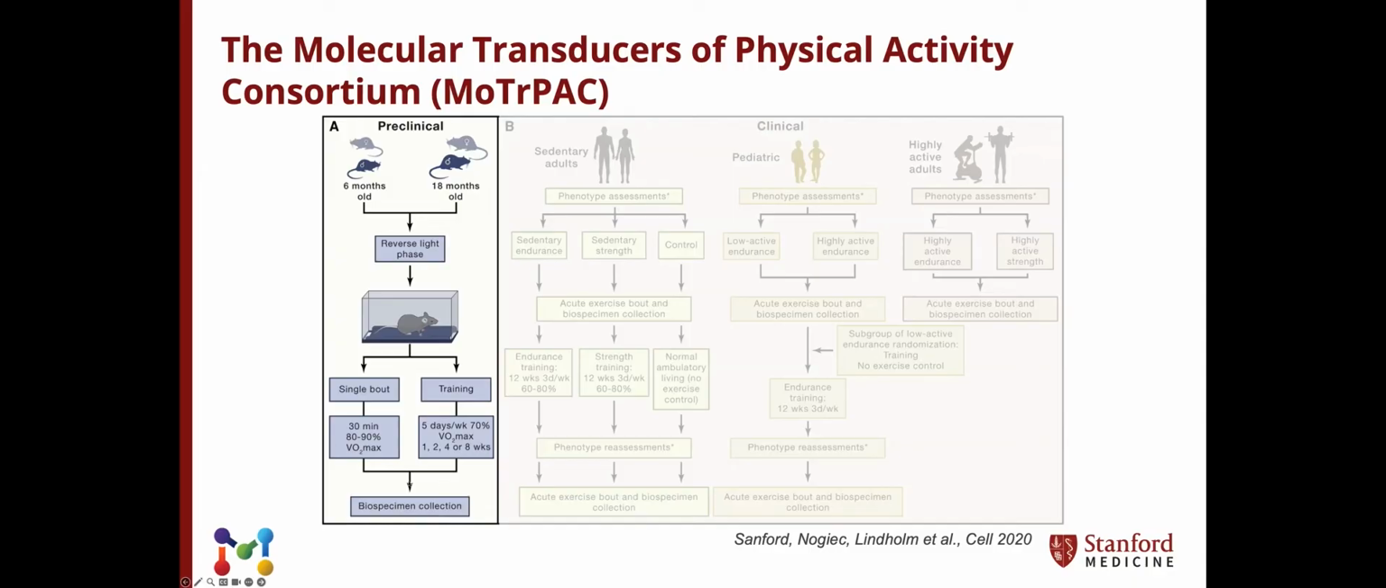And from the animals, we collect a lot more tissues compared to the humans. So that's also one of the strengths with the animal study sites. And if you're interested in learning more about the study design for MoTrPAC, there was a descriptive paper published back in 2020.